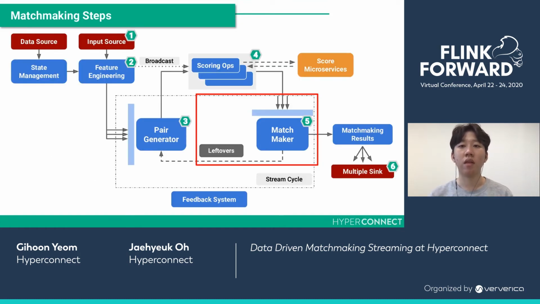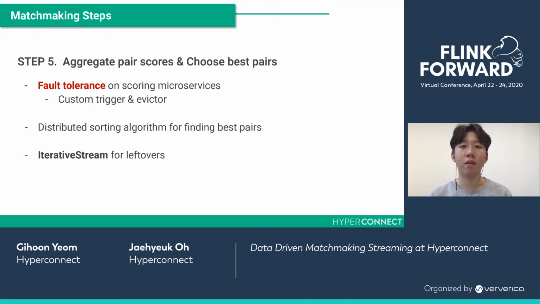The next step is to select the best pair to match, based on the score calculation results from the score operators. First of all, we have to put together the scores that are delivered by the microservices.